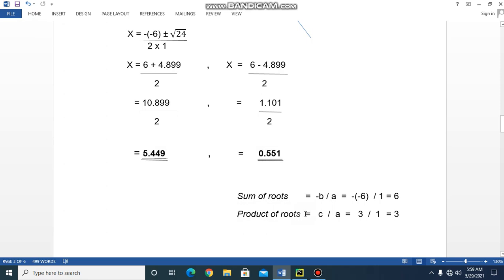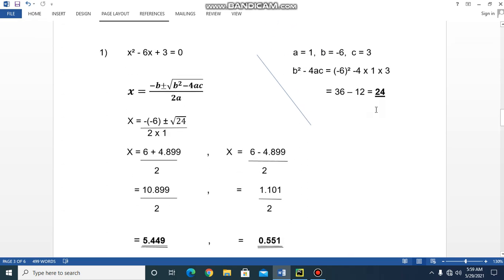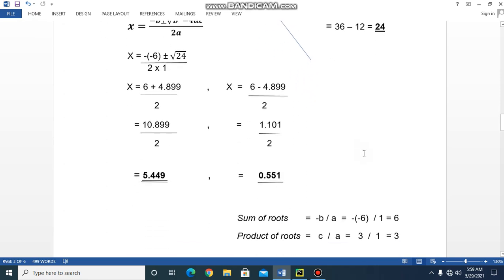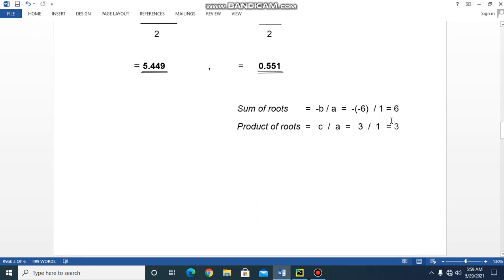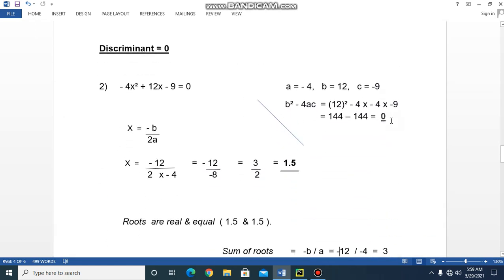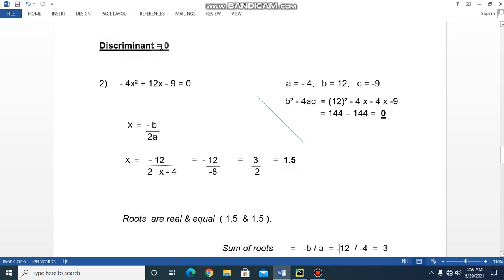The product of the roots is c by a. Here c is 3 and a is 1. So c by a means 3 by 1, that is 3. So if you multiply these roots, you will get 3. Now the next example is when the discriminant is equal to 0.